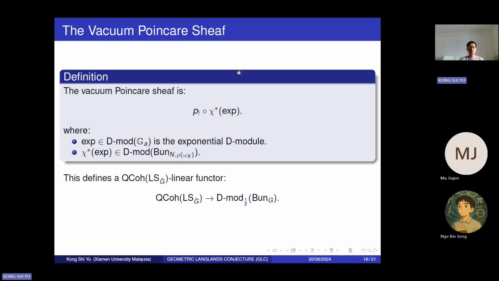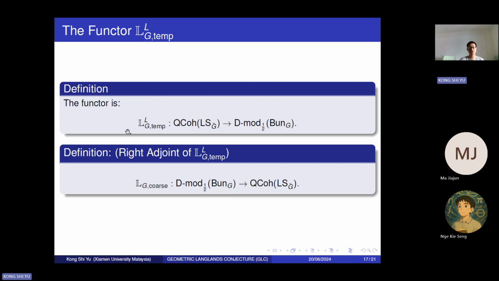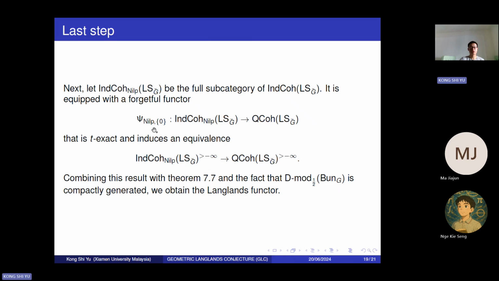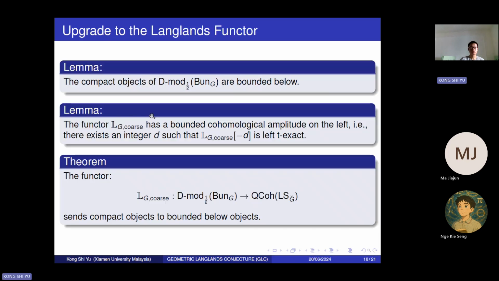But the main point is that with this Poincaré sheaf, they can define a local system linear functor to quasi-coherent sheaves, and its definition is as follows. They define this functor, and then look at the right adjoint of this functor, which we call the coarse Langlands functor. The target is to upgrade this coarse functor to our actual Langlands functor by composition with this functor.